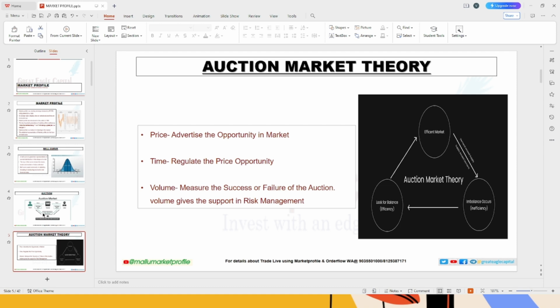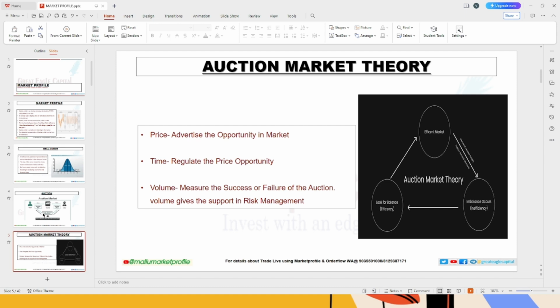If I am going to buy tomato and there are only 200 boxes of tomato available, the tomato price will move up. But instead, if there are 2 lakh tomatoes, the price will drop. That is why the measure of the success or failure of an auction is determined by volume. So when volume comes into the picture, it indicates risk management activity, and you need to be careful. So what does auction market theory say? Auction market theory says that price advertises opportunity. Reliance is trading at 2,000 to 3,000. Reliance came down 10%. It is the best price to buy.